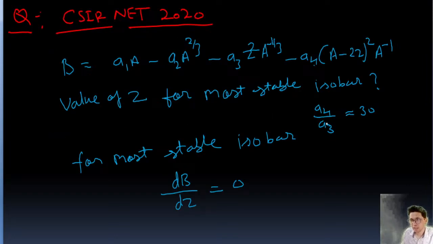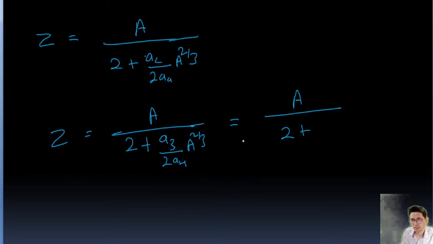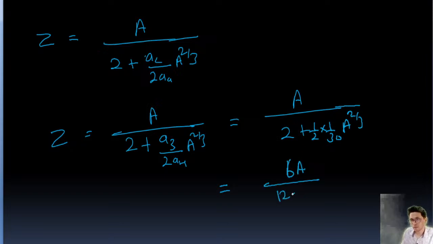We have been given A4 upon A3 equal to 30, which means A3 upon A4 is 1 upon 30, right? So we can write 1 upon 2 into 1 upon 30 into e to the power 2 by 3. Then we will calculate this value. So this is going to be 60A upon 120 plus e to the power 2 by 3.